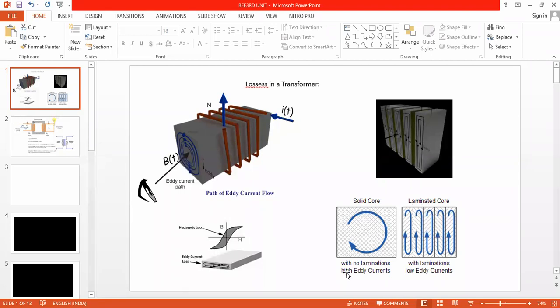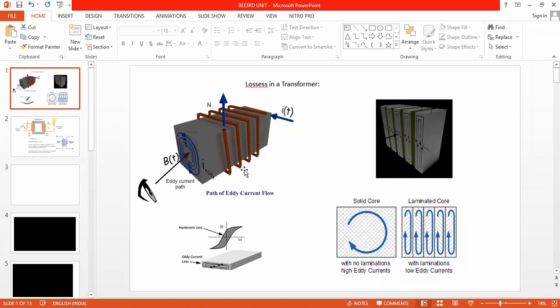You can see here, with no lamination, the strength of the eddy current is maximum. With lamination, the value of the eddy current will be minimized. If these eddy currents or circular currents are less, then the transformer can transfer maximum energy from one circuit to another circuit. So in the examination, you are supposed to write only theory.